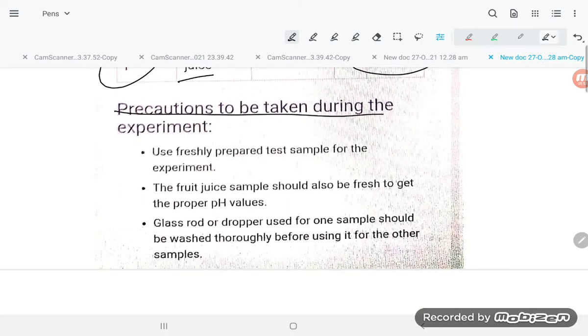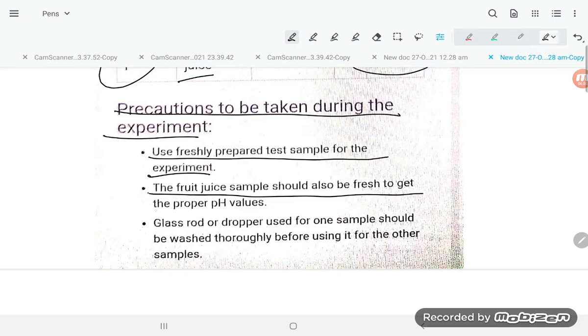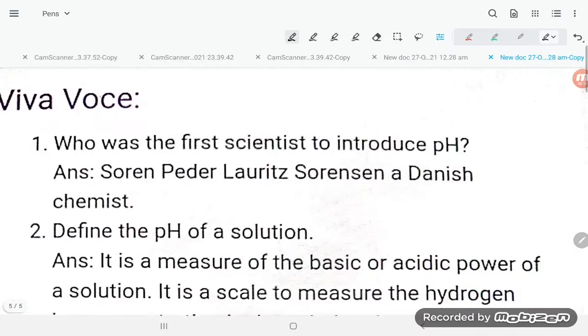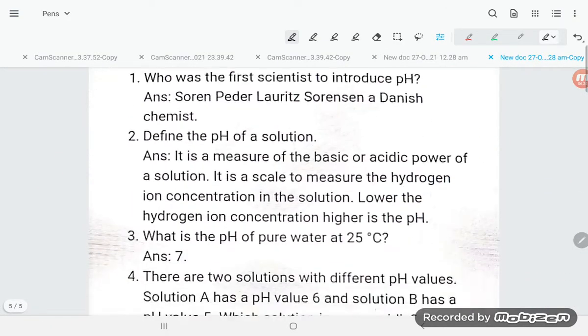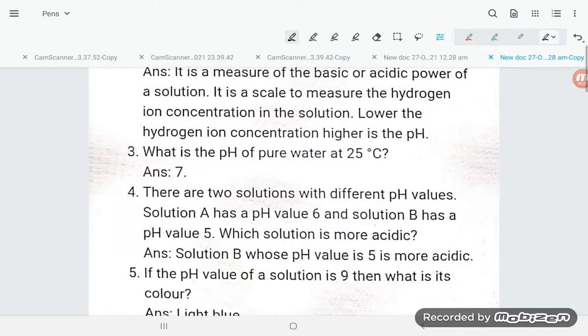Precautions to be taken during the experiment: use freshly prepared test samples for the experiment. The fruit juice sample should also be fresh to get the proper pH value. The glass rod or dropper used for one sample should be washed thoroughly before using it for the other sample. So this is all about our answer, students. Thank you so much for watching.